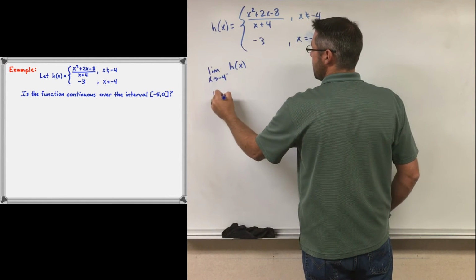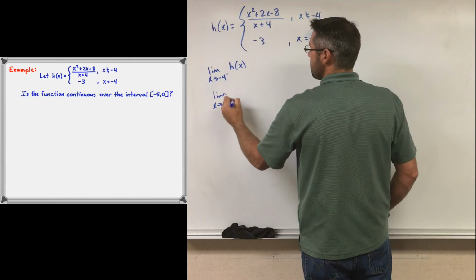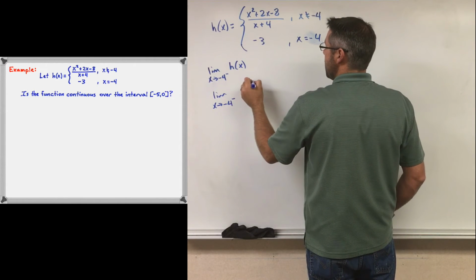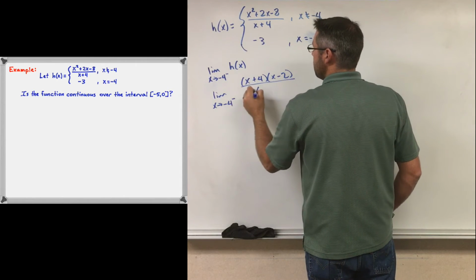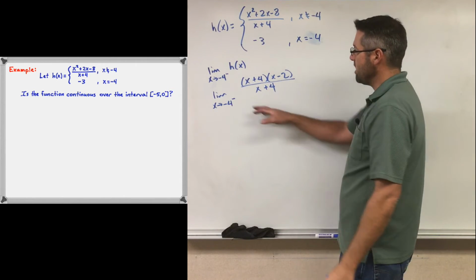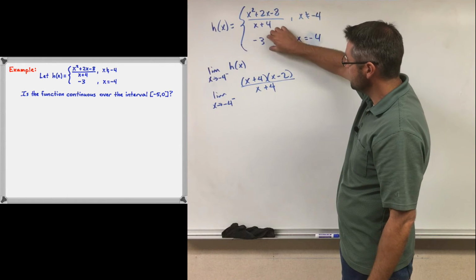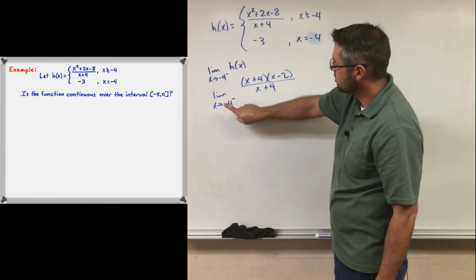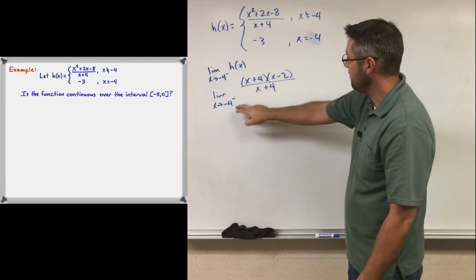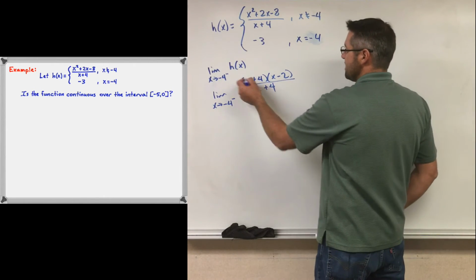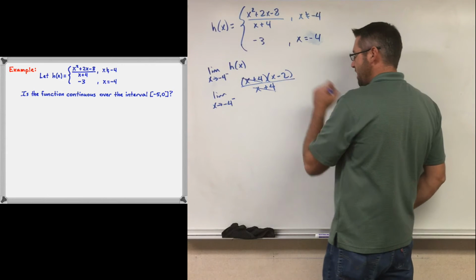So the top factors to, let's see, the limit as x approaches negative 4 from the left factors to x plus 4 times x minus 2 all over x plus 4. Why am I using this top function and not dealing with this? Because we're talking about the left-hand limit, so we're looking at values to the left of negative 4. So we can see that these cross out, and we're left with that.